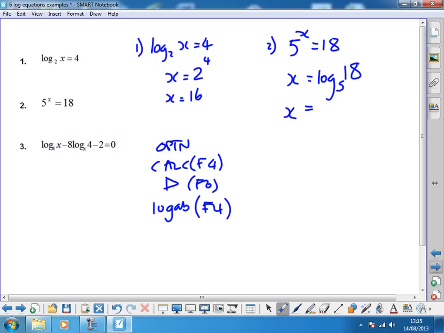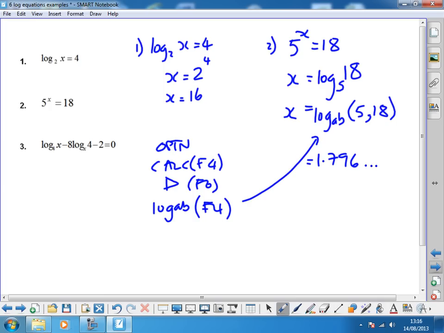And then you press that button, and then log AB, that's that button there, and it produces a bracket. You first of all put in the base, so in this case a 5, then you use comma, and then you put 18 like that. It's not very nice to type in, and don't forget to close the brackets. 1.796. So make sure you can use your calculator to do log to base 5 of 18 and get that.